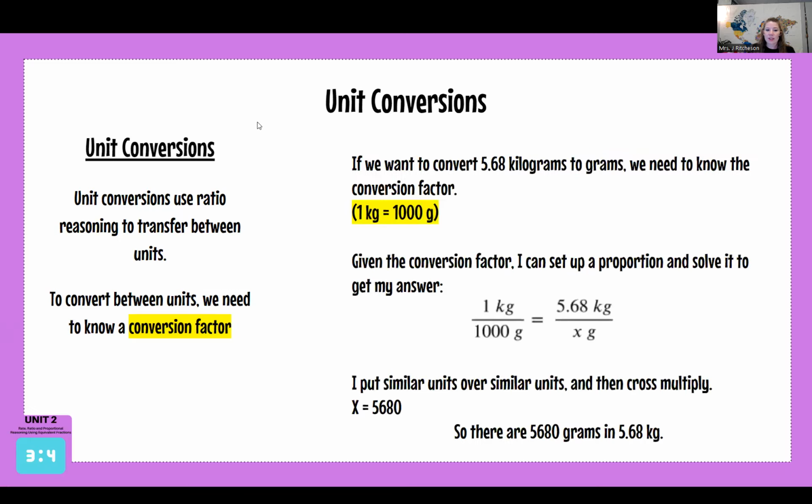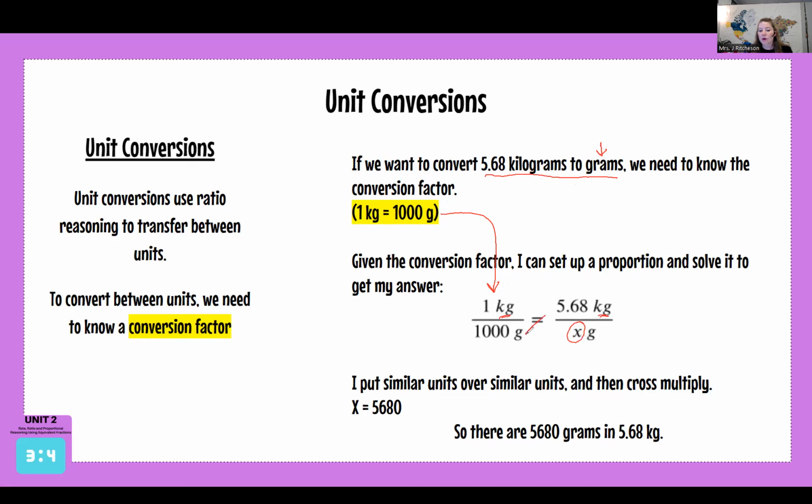All right, what about the next one? It says if we want to convert 5.68 kilograms to grams, we need to know the conversion factor. So we're going to take our conversion factor and set the ratio up like this as a fraction. It says 1 kilogram is equal to 1,000 grams. Since we put kilograms on top here, we want kilograms on the top of the second ratio. So 5.68 goes on top. What we don't know is our grams. So that's our variable that shows an unknown number in math.